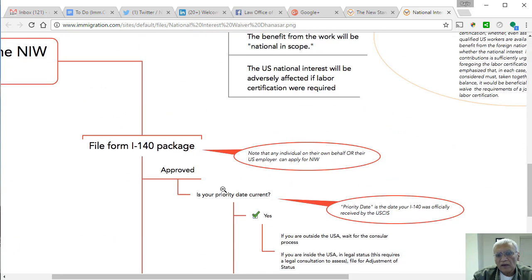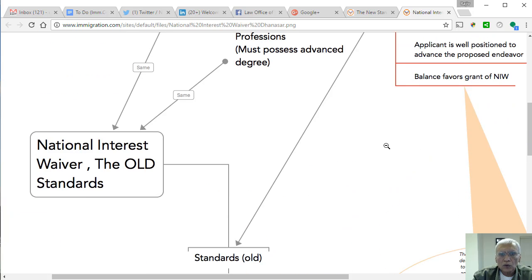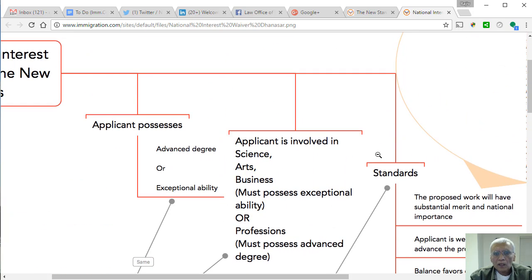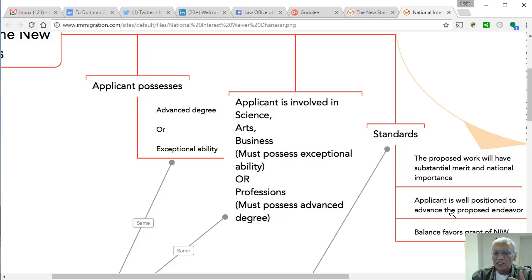So national interest waiver is available to people who have advanced degrees or exceptional ability. What is advanced degree? Degree above bachelor's. So, for example, a bachelor's degree in law requires a bachelor's degree before that. So, even though it's a bachelor's or a first degree in profession, it's considered to be advanced degree.